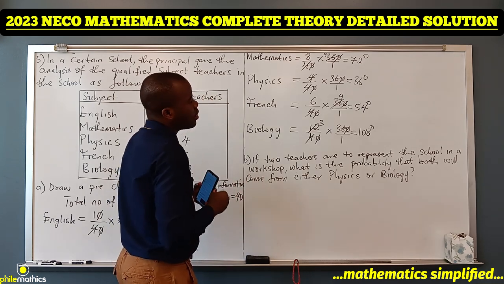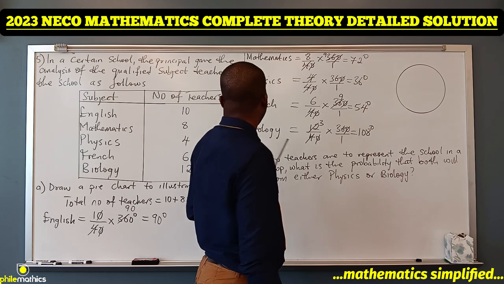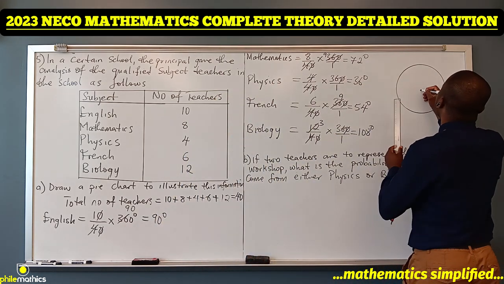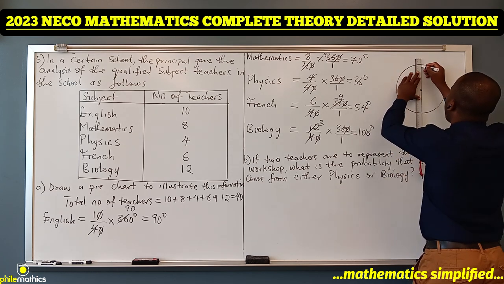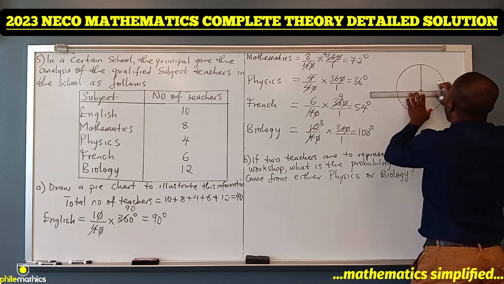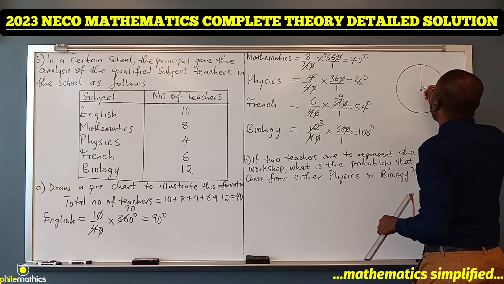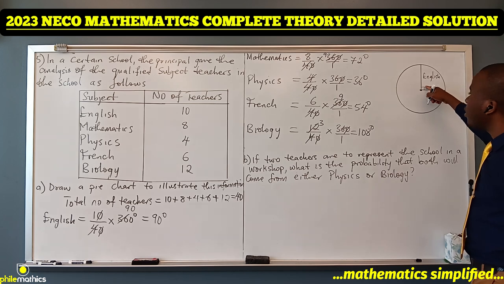Now let's sketch the pie chart. If this represents my diagram, let's sketch English, which is 90 degrees. This is much easier to sketch. We draw from the center. 90 degrees is much easier. Of course, you have to use your protractor. So this is English. You don't need to have right 90 degrees because this already represents 90 degrees.